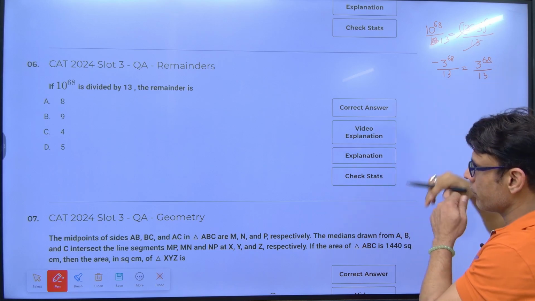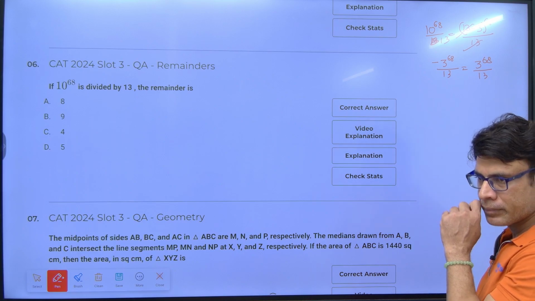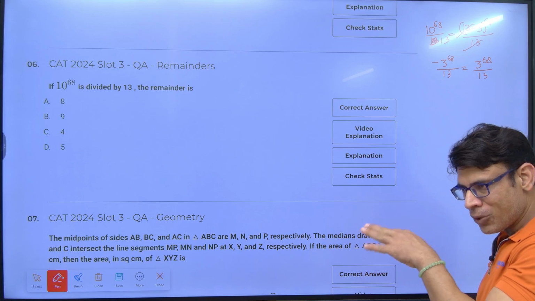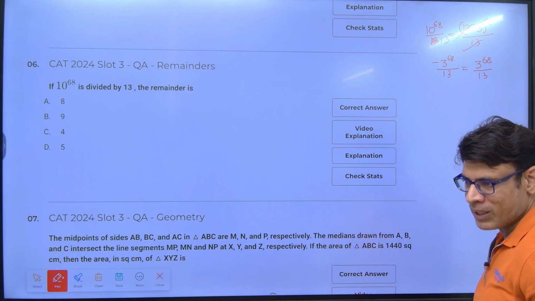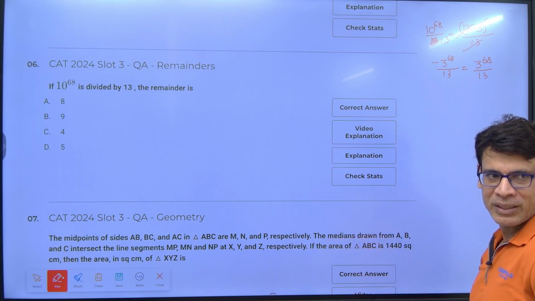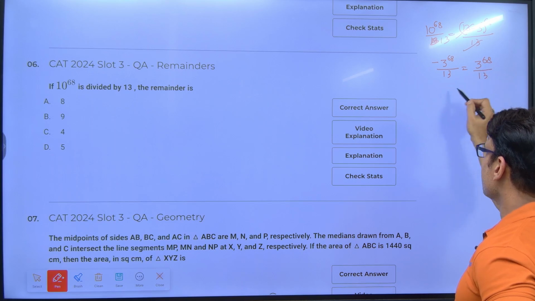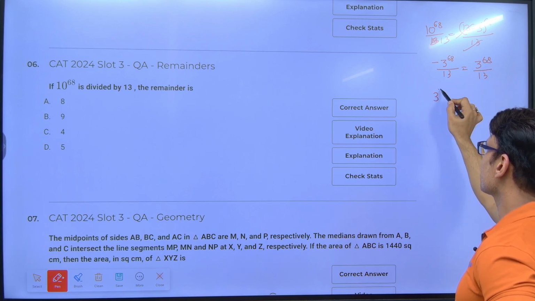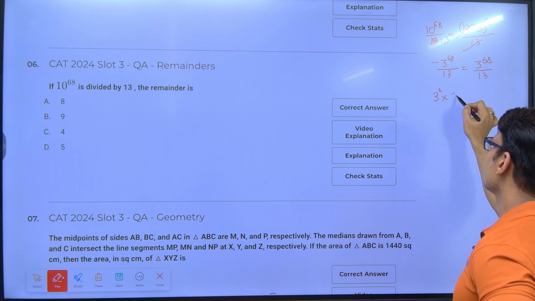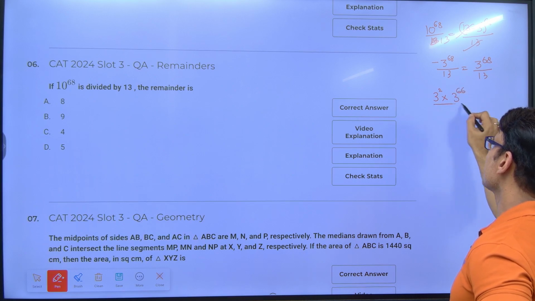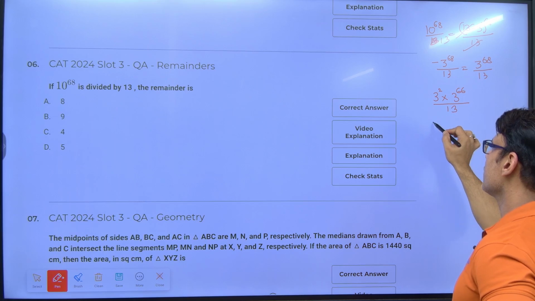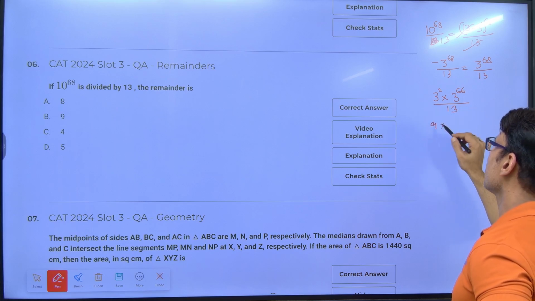Is 68 a multiple of 3? No. ऐसा कौन सा नंबर है जो 68 के पास तो मल्टीपल ऑफ 3 है? 66. Yes. तो यहां से कितना बाहर निकालना पड़ेगा? 3 स्क्वायर, 3 raised power 66 डिवाइड बाय 13. 3 स्क्वायर इज 9, लिख दो अभी.